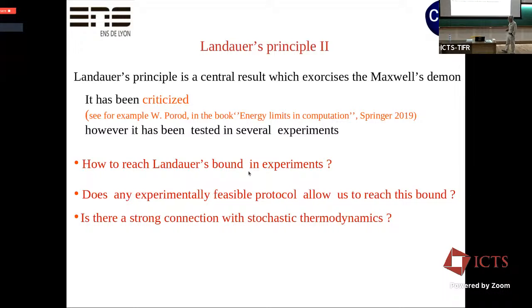The Landauer principle is certainly a central result, but it has been criticized. However, it has been tested in several experiments, despite the criticism, which honestly we do not understand too much. But anyway, the question is how to reach Landauer's bound in experiment, and the other question is, does any experimentally feasible protocol allow us to reach this bound? Is there a strong connection with stochastic thermodynamics? These are the questions that we will discuss now, okay?